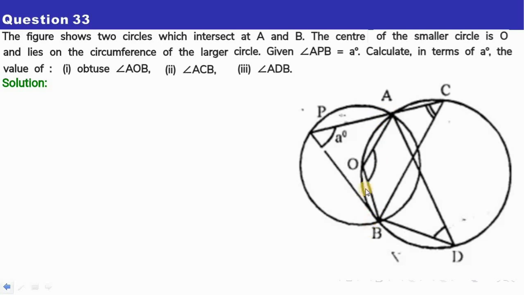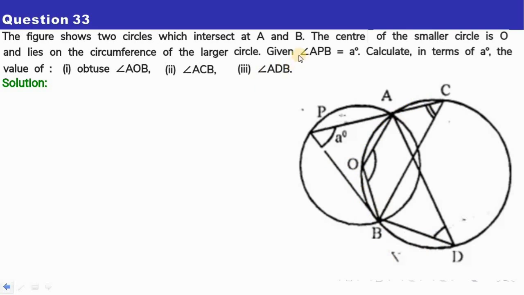Now it is said that the center of the smaller circle is O. So this is my small circle and the center is O, and it lies on the circumference of the larger circle. That means the center of the smaller circle lies on the circumference of the bigger circle, isn't it? So it is clearly seen that the center is lying on the circumference of the bigger circle.